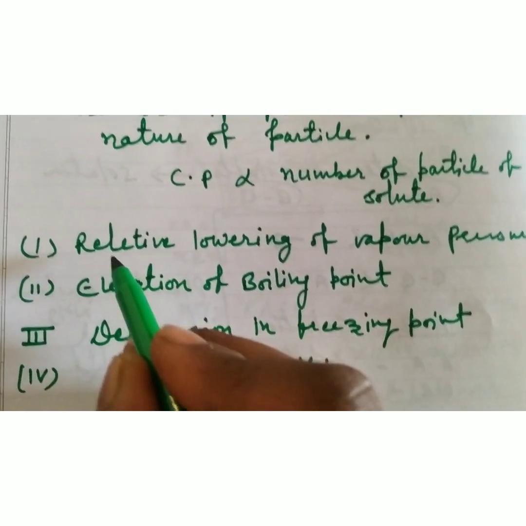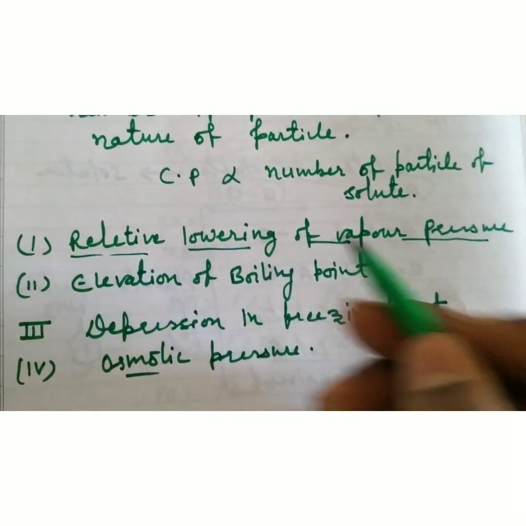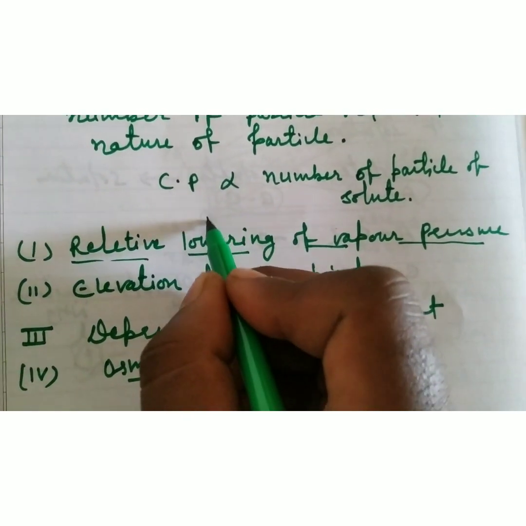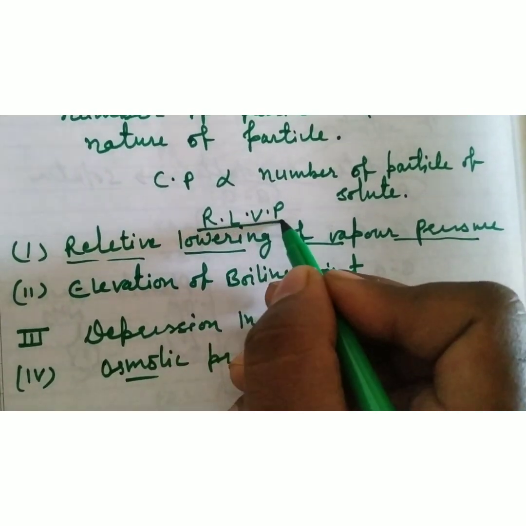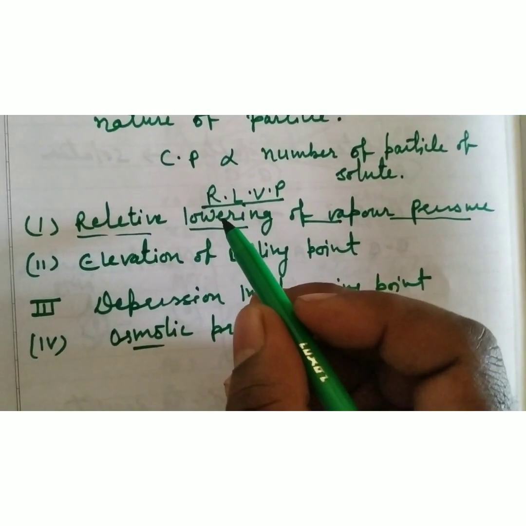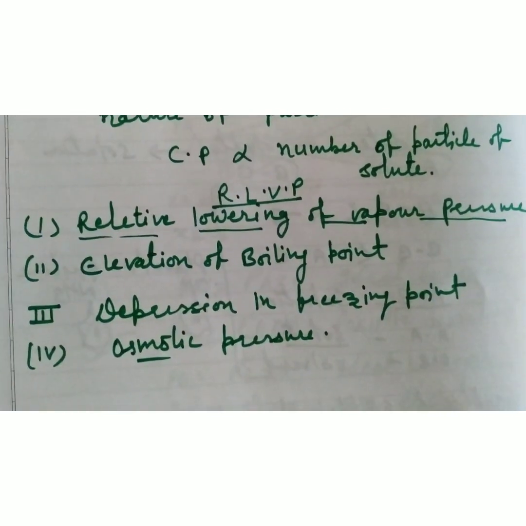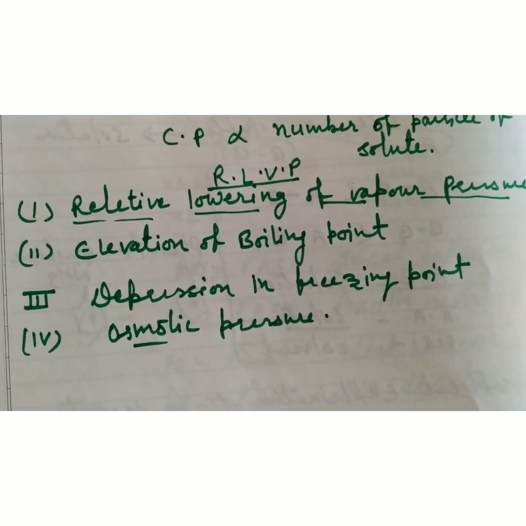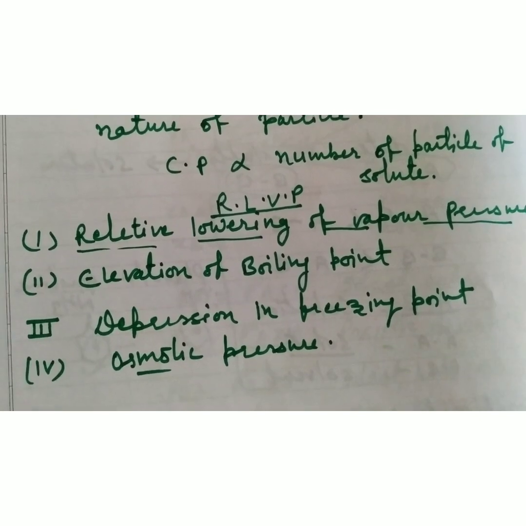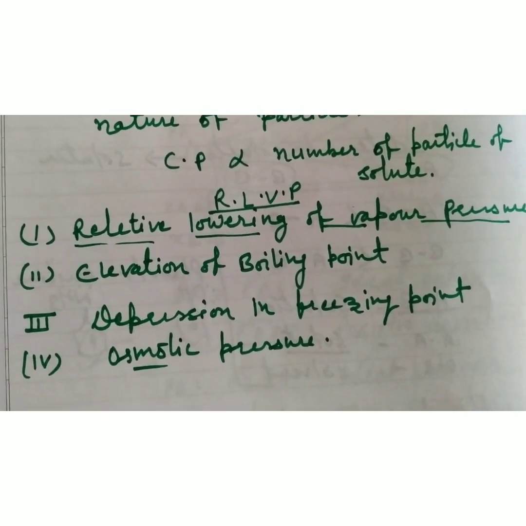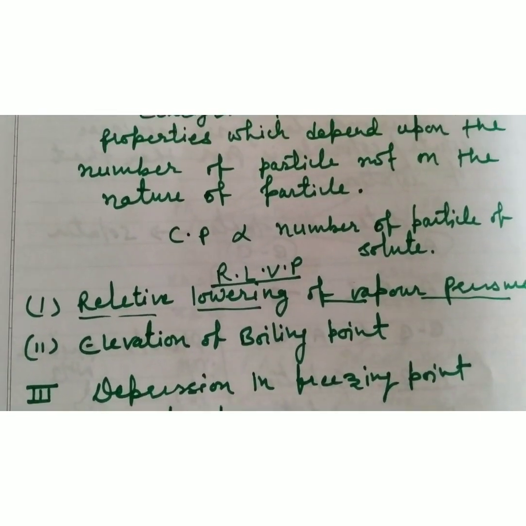First is relative lowering of vapor pressure, also known as RLVP. Clear? We have already discussed the RLVP in Raoult's second law for non-volatile solute. So, dear students, we will discuss one by one the four colligative properties of the solution. For your attention, please listen again.